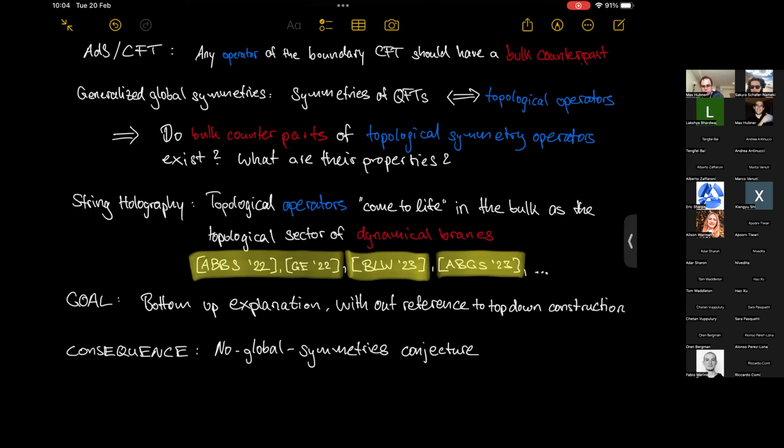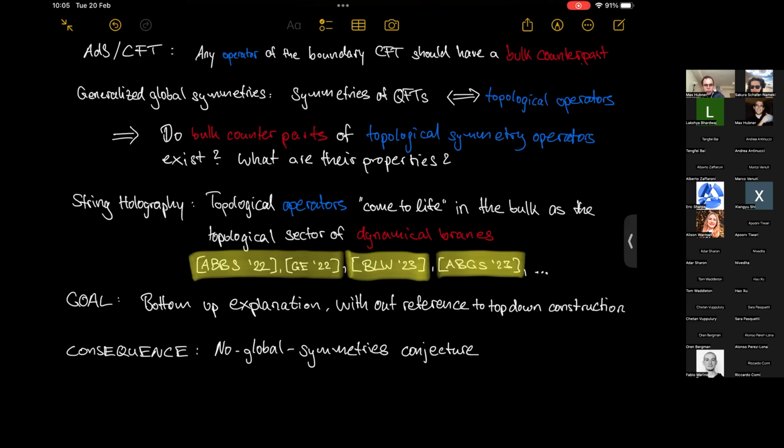And one consequence of topological operators having bulk counterparts, which are dynamical non-topological objects, is that there'll be a no global symmetries theorem proven for, in this case, gravity theories in asymptotically AdS space. And it is via this no global symmetries part of our work that we connect most straightforwardly to the literature. And so I want to begin by reviewing some of the milestones in this direction, and then explain our reasoning from there.